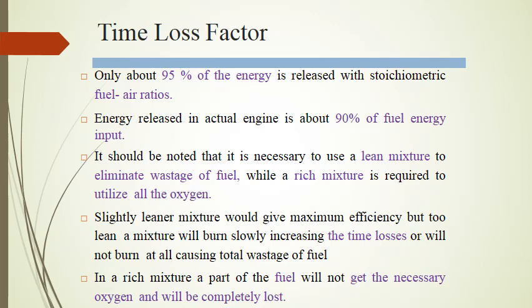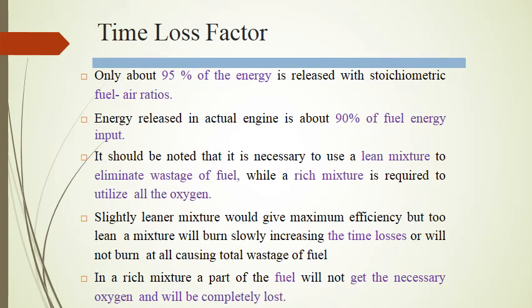If we analyze energy release data, we come to know that only about 95% of energy is released with the stoichiometric fuel air ratio. Energy release in an actual engine is about 90% of fuel energy input. It should be noted that it is necessary to use a lean mixture to eliminate wastage of fuel, while a rich mixture is used to utilize all the oxygen. A slightly leaner mixture will give maximum efficiency, but too lean a mixture will burn slowly, increasing the time losses, or will not burn at all, causing total wastage of fuel.